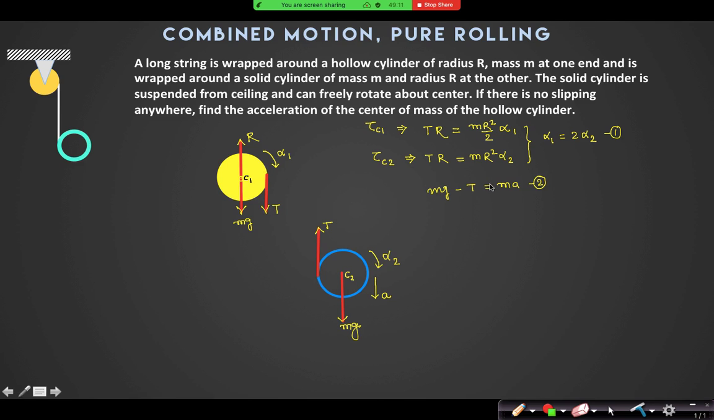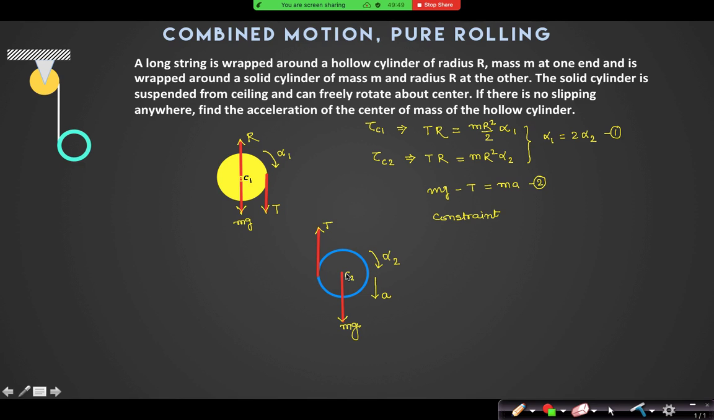Now how many unknowns are there? Let us calculate: alpha 1, alpha 2, T, and A. Four unknowns are there, but we have got three equations. So I should write one constraint equation. And what is that constraint equation? What is the logic for the constraint here? Will it be R alpha 1 is equal to A? It's not R alpha 1 is equal to A.